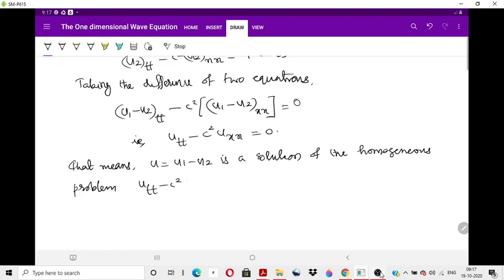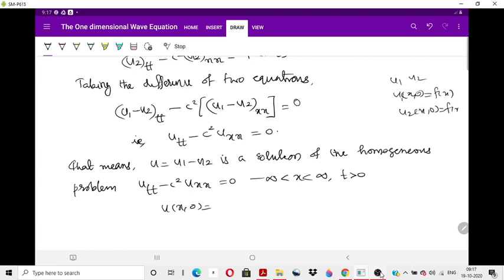utt minus c square uxx equal to 0, where minus infinity less than x less than infinity, t greater than 0, u at (x,0) equal to f of x. Sorry, u at (x,0) will be their difference, isn't it? Because u1 and u2 both satisfy the conditions that u1 at (x,0) is f of x and u2 at (x,0) is equal to f of x. So u1 minus u2 at (x,0) will be f of x minus f of x, that is equal to 0.